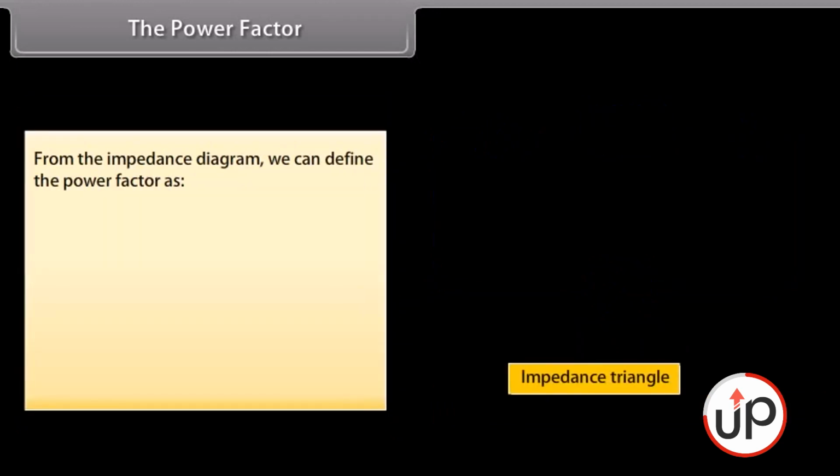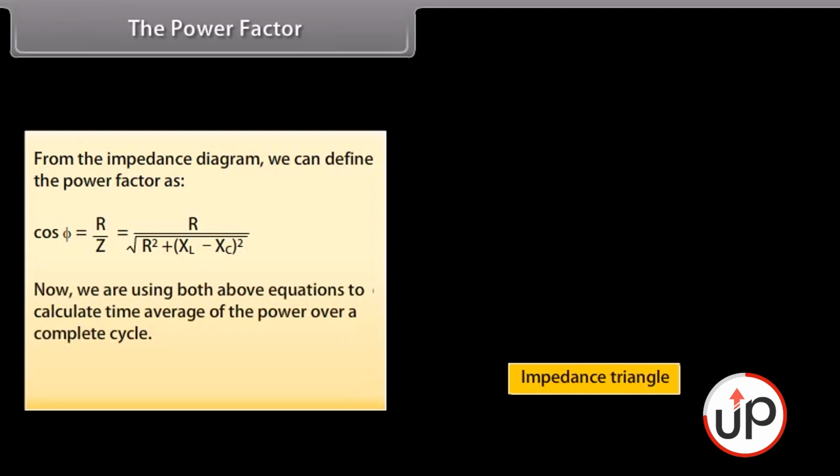From the impedance diagram, we can define the power factor as cos phi equal to R upon Z, which is equal to R upon under root R square plus XL minus XC square. Now, we are using both above equations to calculate the time average of the power over the complete cycle. P bar is equal to the product of Irms square and R.